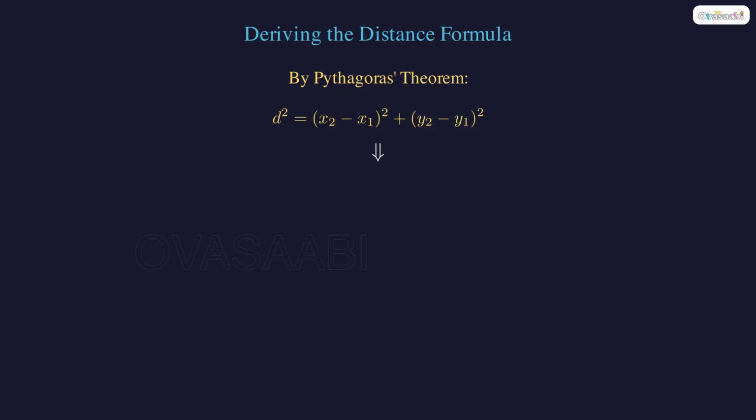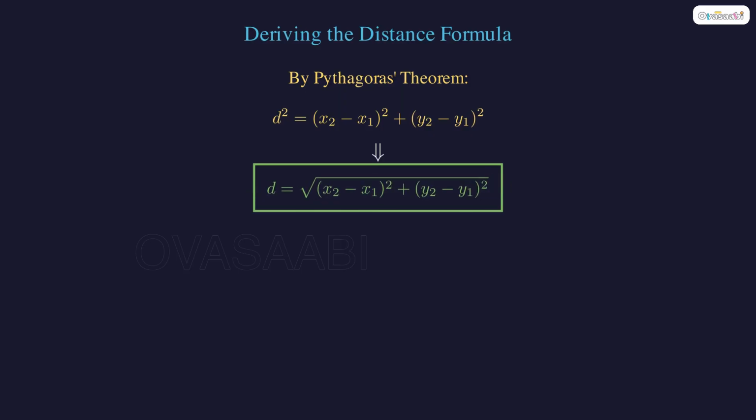By Pythagoras' theorem, d squared equals the horizontal squared plus the vertical squared. So the distance formula is d equals the square root of (x2 minus x1) squared plus (y2 minus y1) squared.